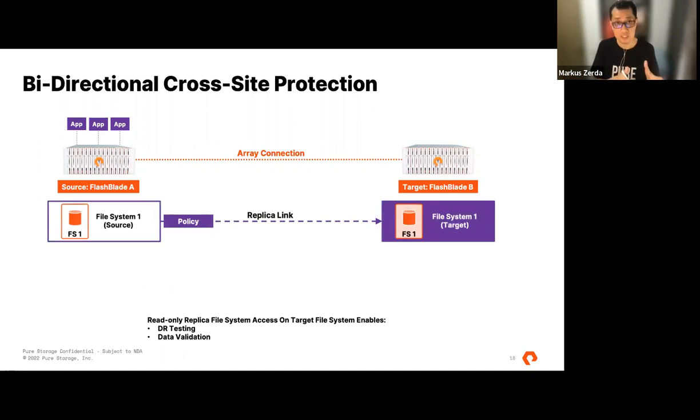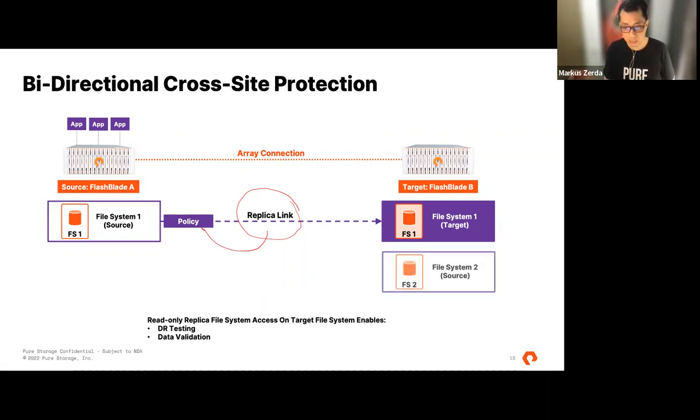If you have a file system in the source, you create a replica link. Once you create that replica link, you add a policy for it. The policy will specify the retention you want for this replication. Once you create a policy, it will also ask you, do you already have a target, or do you want to create a new file system as a target? Then once you create that replica link and accept the policy, it will send the data over.